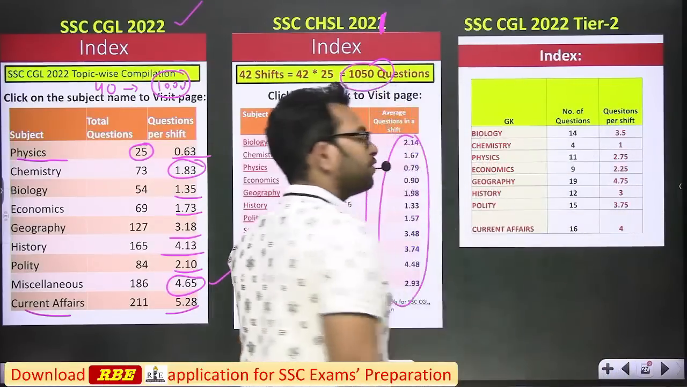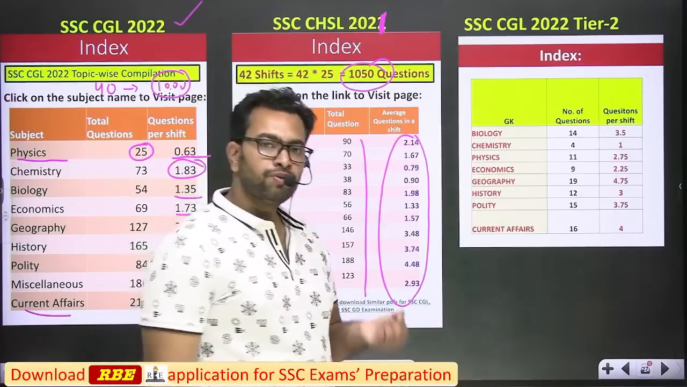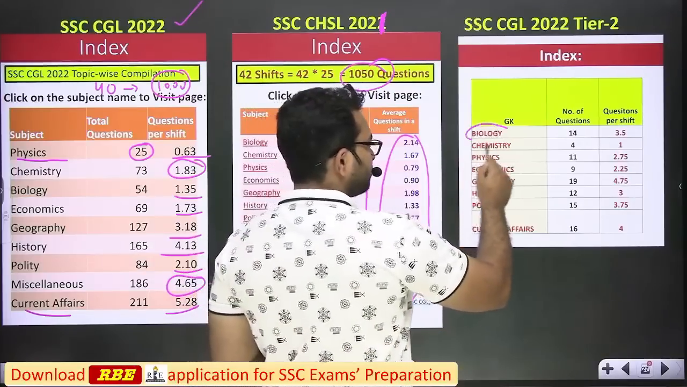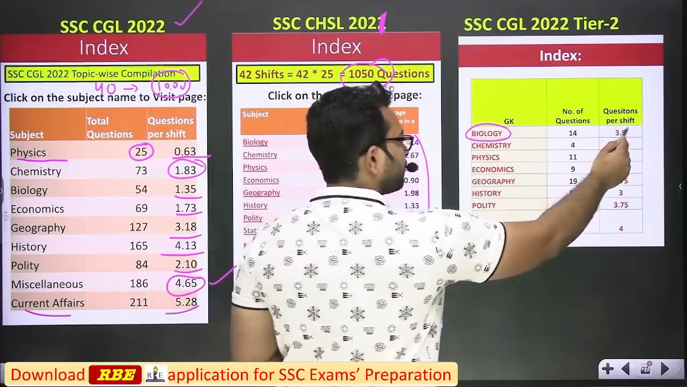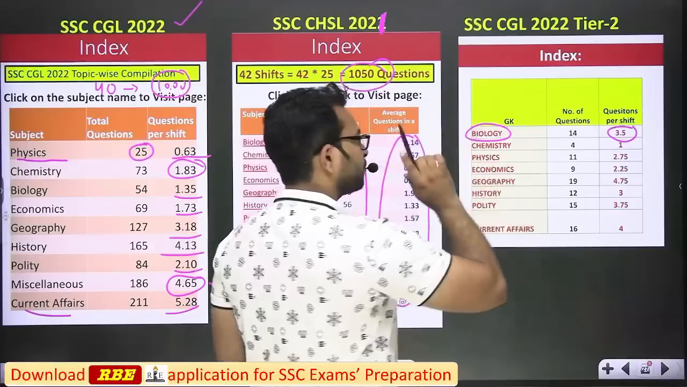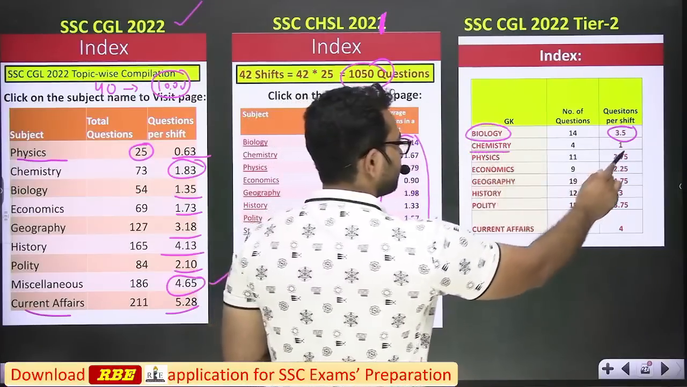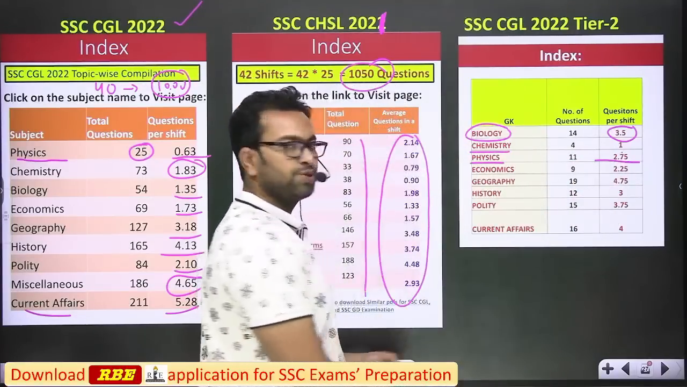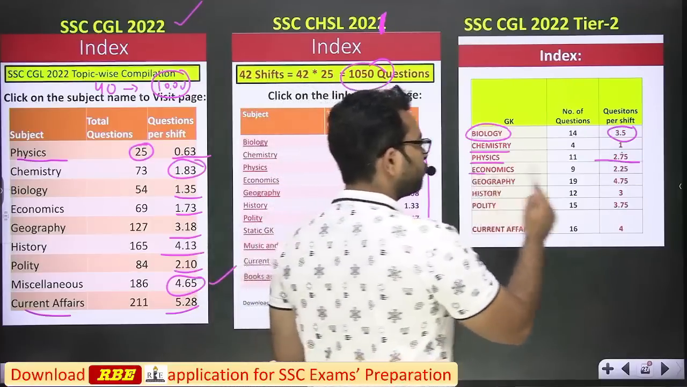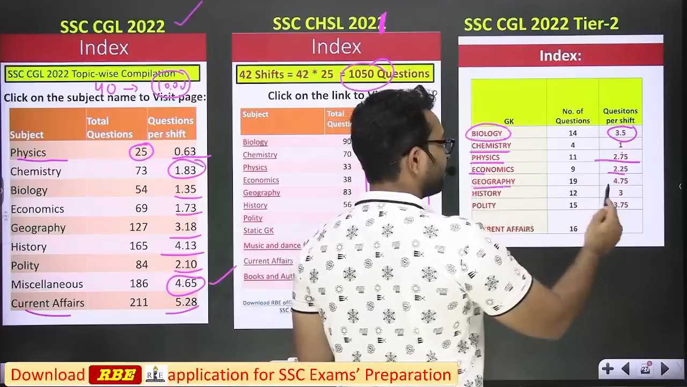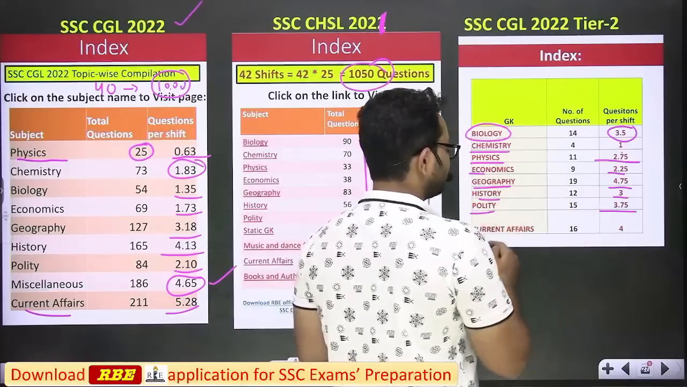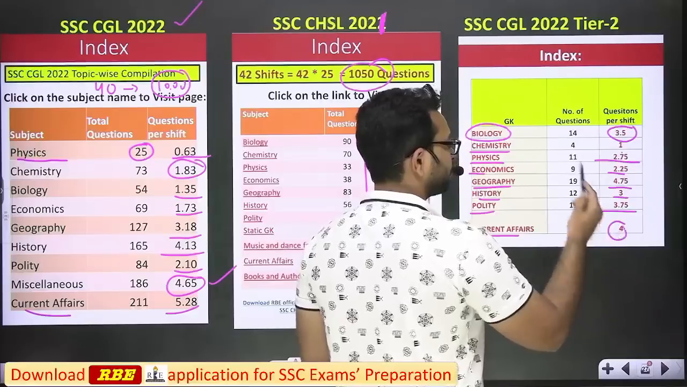And if we go for SSC CGL 2022 tier 2 examination or mains examination, you can check in a shift 3.5 questions out of 25 questions were from biology section. Chemistry 1 question, physics approximately 3 questions in a shift. Economics around 2 to 3 questions in a shift. Geography 5 questions in a shift. History 3 questions in a shift. Polity 3 to 4 questions in a shift, and current affairs around 4 questions.